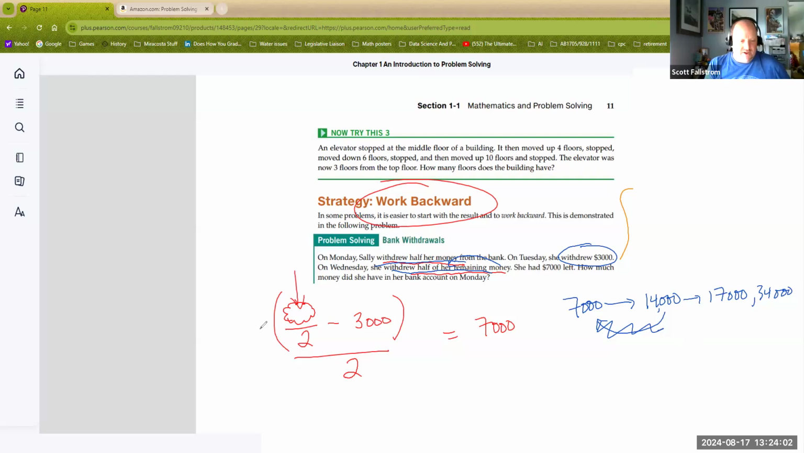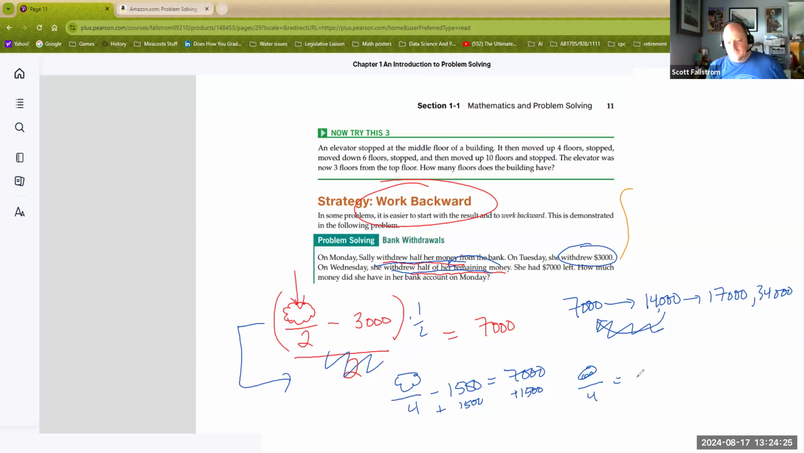Now, if you were doing this algebraically, what would that look like? Well, let's see here. I'd have cloud divided by 2 minus 3,000. Dividing this whole thing by 2 is the same as multiplying by 1/2. Taking half of that becomes cloud over 4 minus 1,500 with the distributive property equals 7,000. And then we can add 1,500 to both sides. And that gives me cloud over 4 equals 8,500. Then I multiply by 4 and cloud equals 34,000. Guess what? We get the same result.